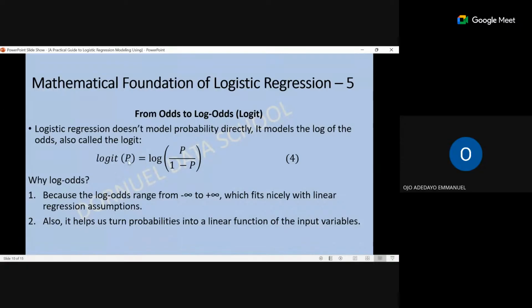So we have the logit of P, where that P over 1 minus P is what we call the odds, as shown in equation 3. So by the time you take the logarithm of the odd, then you have the logit. We call it logistic regression. So why log of odd? You may ask yourself, why log of odd? Because the log of odd ranges from minus infinity to positive infinity.